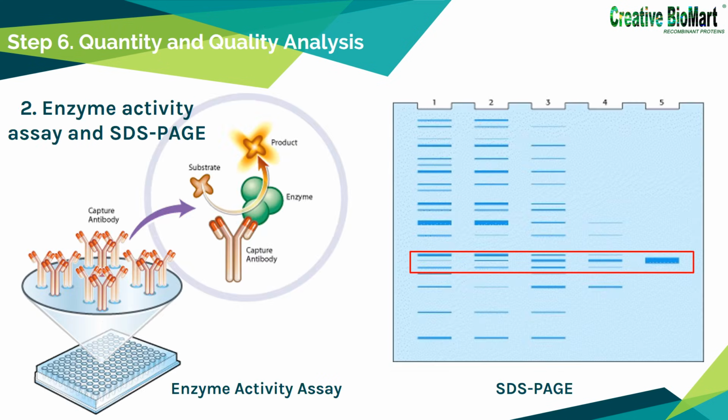Besides quality analysis of protein purification, we also need to quantify the target protein at each step. If the target protein is an enzyme, we can determine the protein concentration by enzyme activity. On the other hand, if the target protein doesn't have enzyme activity, we can semi-quantify the target protein through SDS-PAGE gel, which can analyze the percentage of the target protein in the total sample.